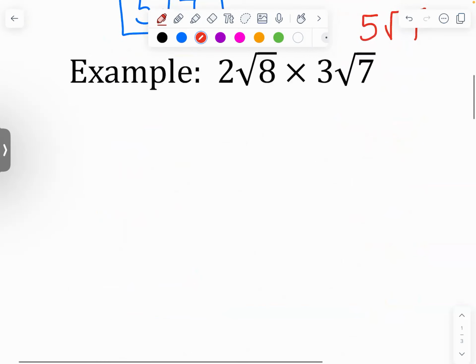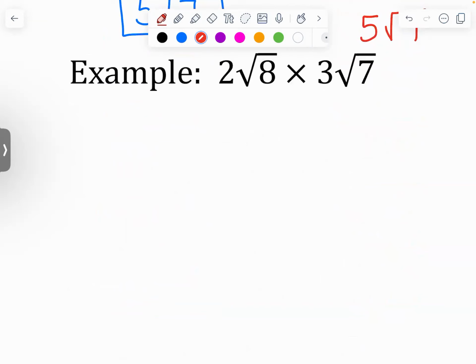Okay. Now, I want you to look at this one right here. We have numbers outside and inside the radical. So what we are going to do is take 2 and 3. They are outside the radical, so we are going to multiply them outside the radical. However, 8 and 7 are underneath the radical, so we are going to multiply them and keep them underneath the radical.